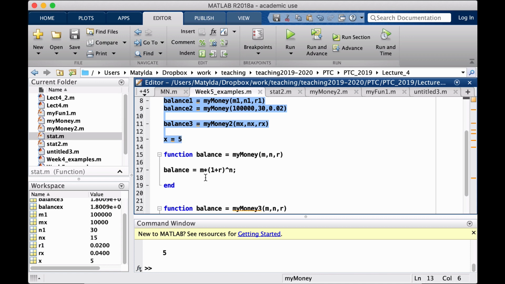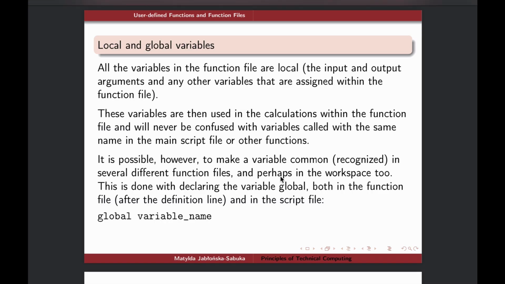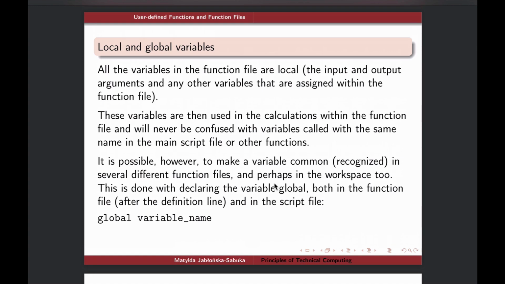It is possible to make variables global, and that means that you would have to add it explicitly in your code. You have to declare global and give the variable name, and then that particular variable will have the same value across all the files and functions where it has been declared global.